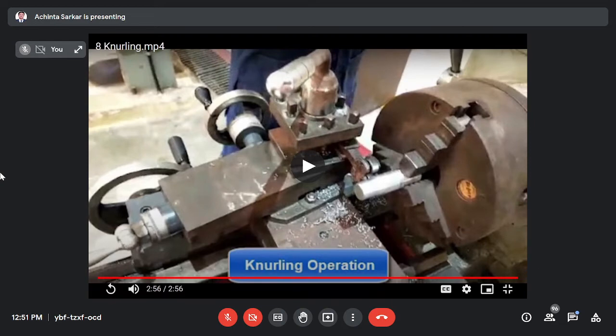Suppose the taper angle value is alpha, or you can take alpha by 2, half of the taper angle. The formula is: the major diameter minus the smaller diameter upon 2L, tan inverse of that. That might already have been explained in the theory classes, and if not, we will explain it again. Now these two operations we did in this video: one is knurling, another is taper turning.